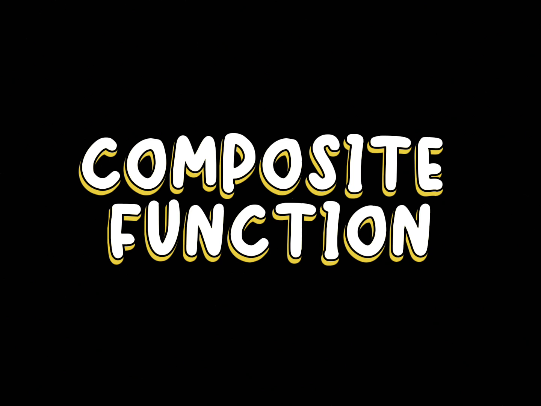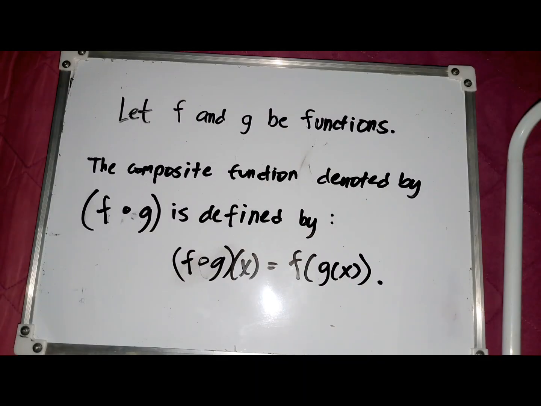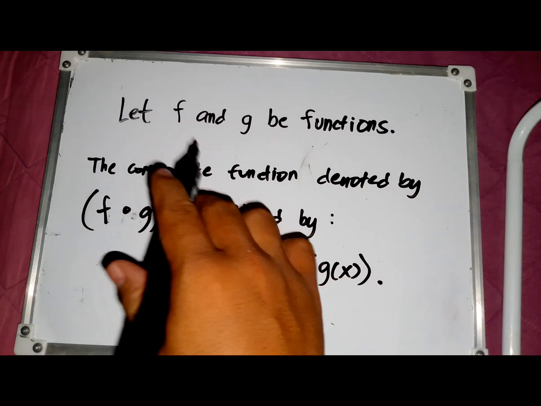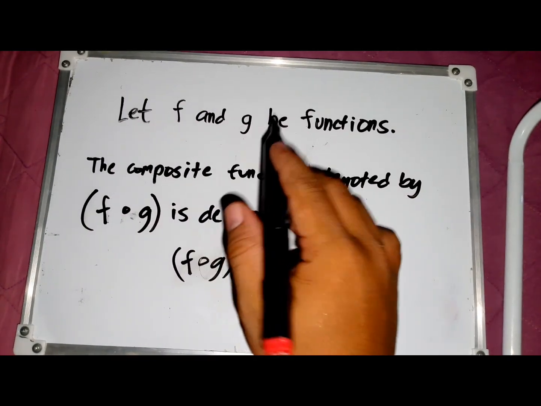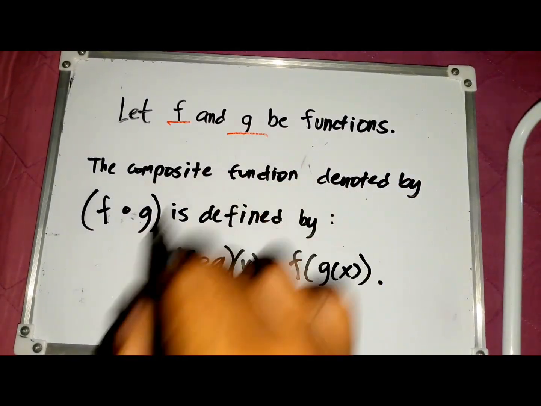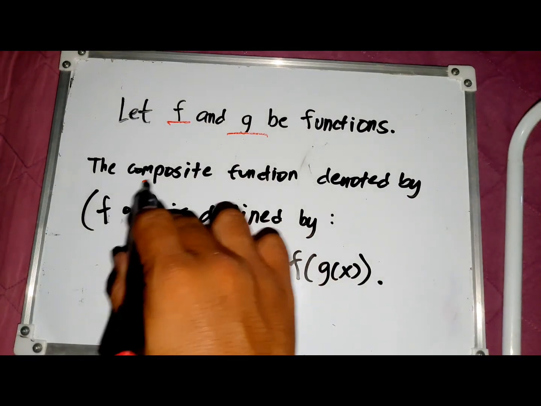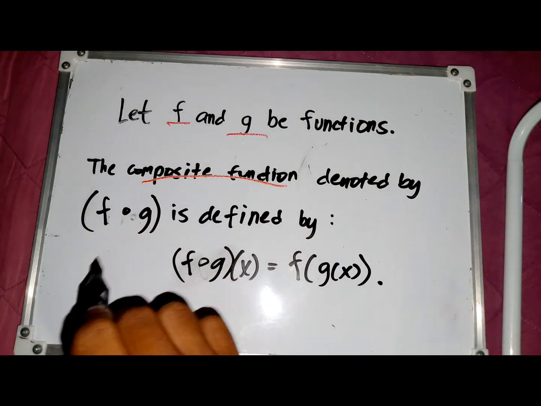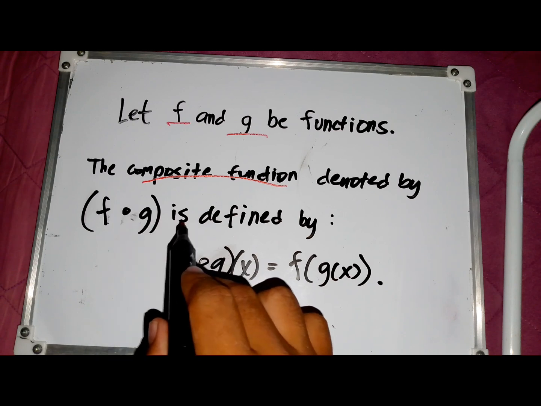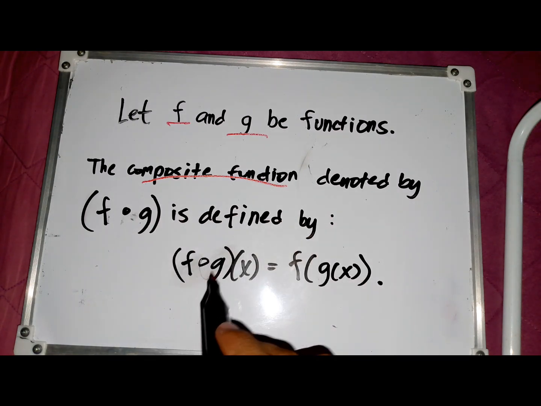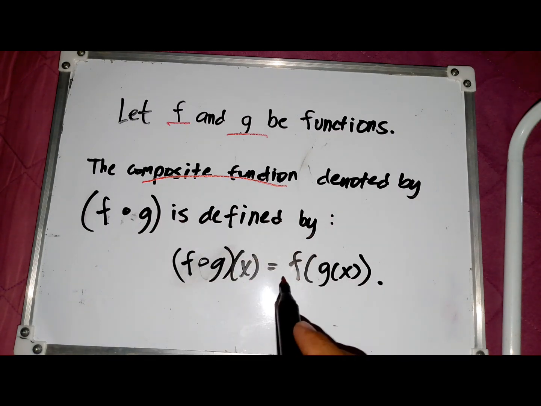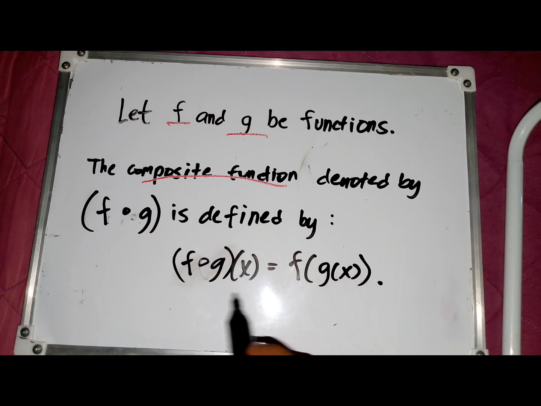So to know the composite function, first we need to define what a composite function is. Let f and g be functions. The composite function denoted by f of g is defined by f of g of x is equal to f of g of x. So the form is the same.